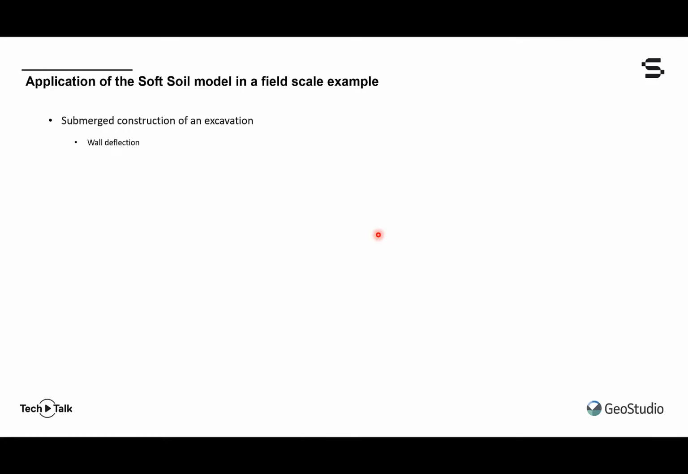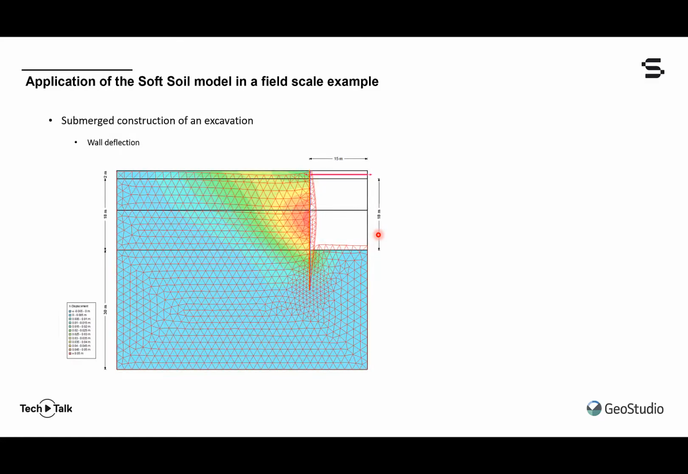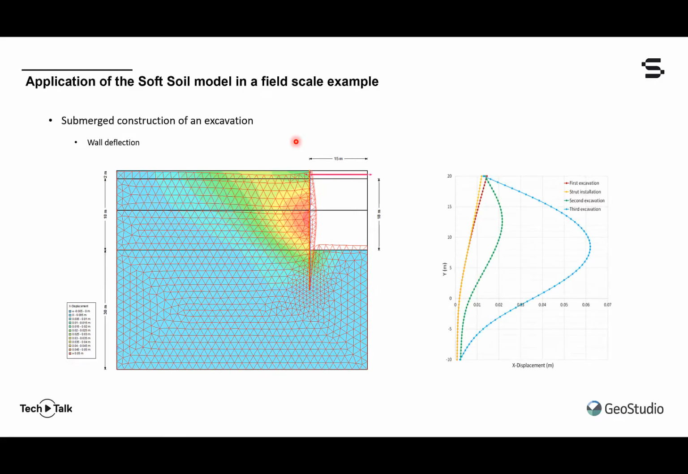The horizontal displacements of the model at the end of the construction are presented here. So again, this is horizontal or X displacement. A review of the wall deflection patterns via Draw Graph reveals that the strut installation, this yellow plot right here, had a rather significant effect on the displacement pattern and magnitudes.